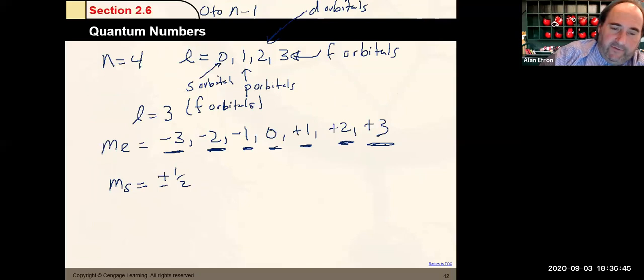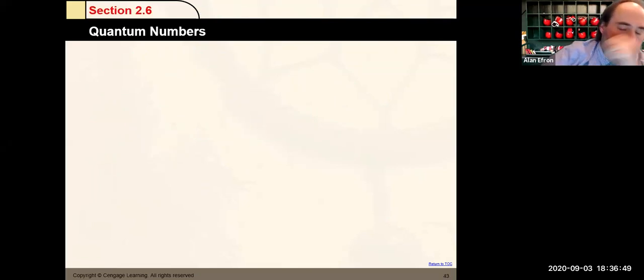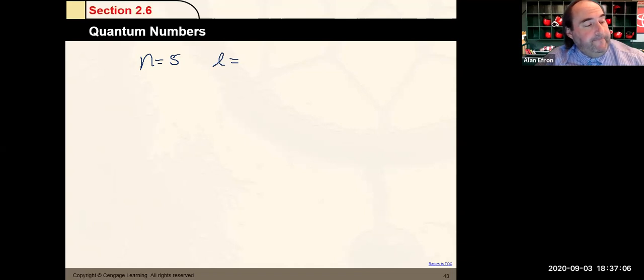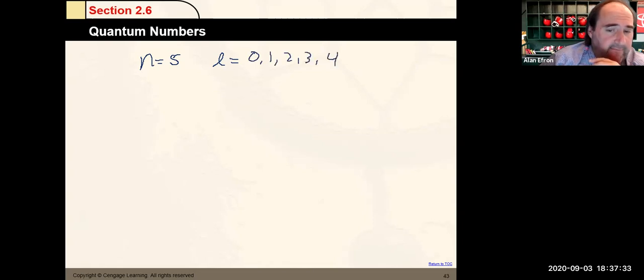So we did go to n equals 4, and we did get to f orbitals. So you may ask yourself, what happens if we go to n equals 5, for example? For n equals 5, why don't you figure out all the possible values of L? Just take a second, figure it out. So for L, the possible values should be 0 to n minus 1. So n minus 1 is 0, 1, 2, 3, and 4.